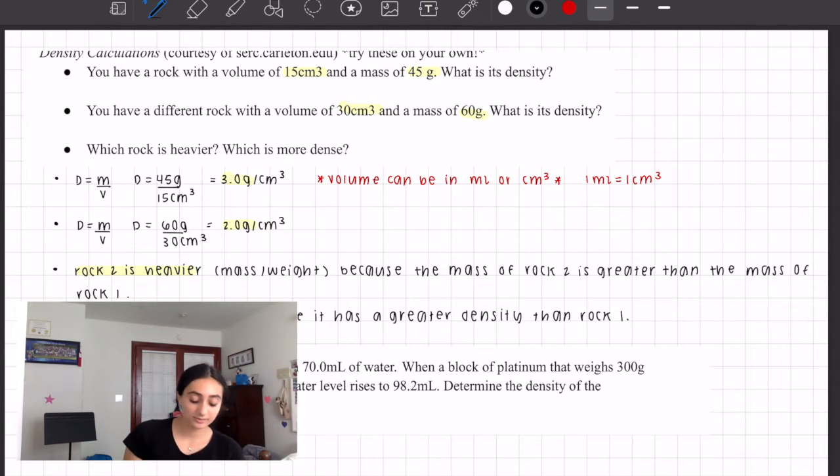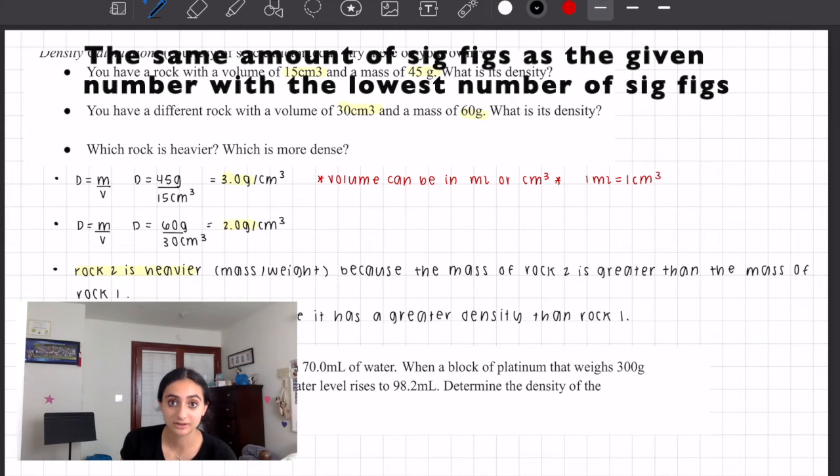For the first problem, the rock has a volume of 15 centimeters cubed and a mass of 45 grams. We want to use the D equals M over V equation. So we're just going to divide 45 grams by 15 centimeters cubed to get 3.0 grams per centimeters cubed. And remember that you want two sig figs because 45 and 15 both have two sig figs, and with multiplication and division, you write your answer in terms of the number that has the lowest amount of sig figs, like the number that you're given.